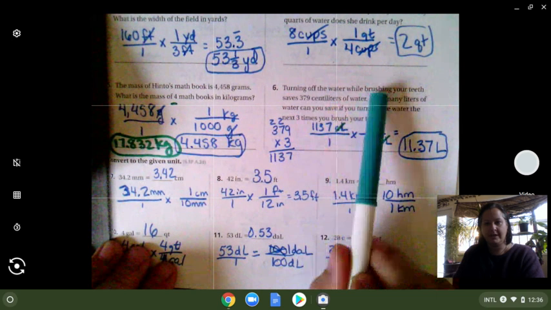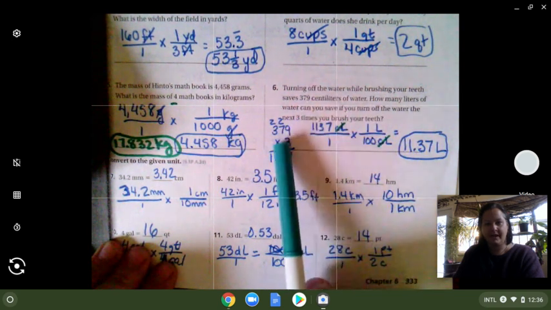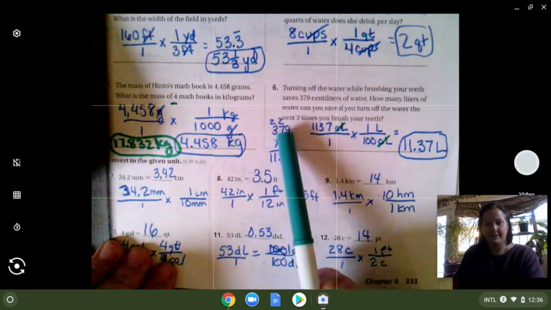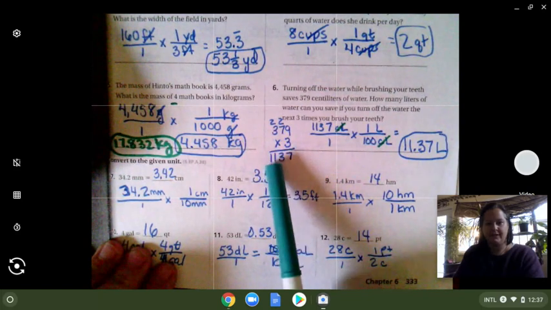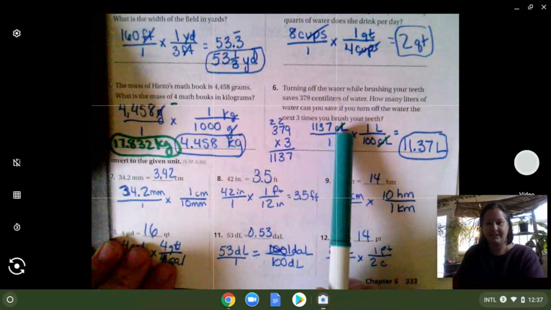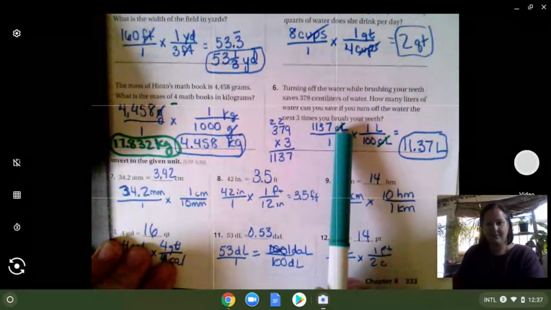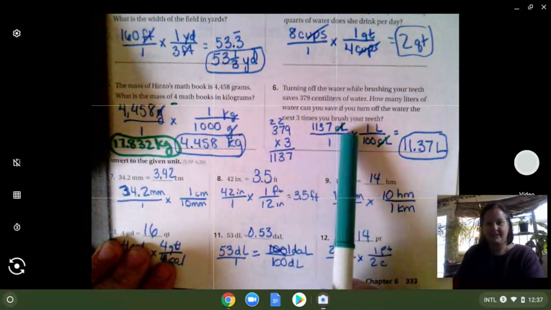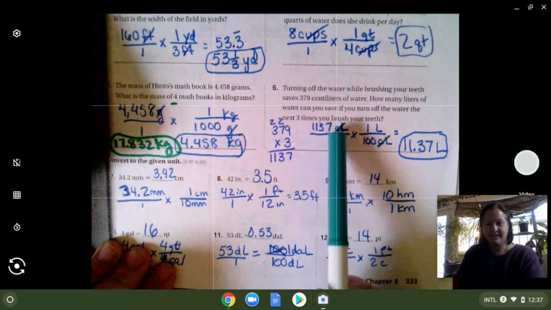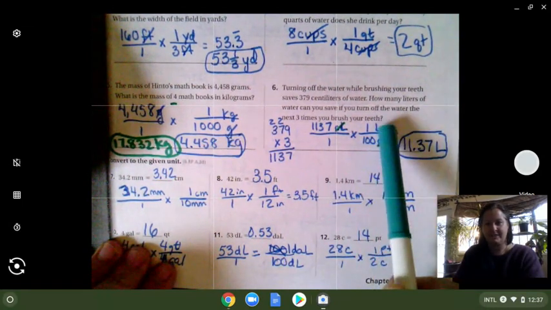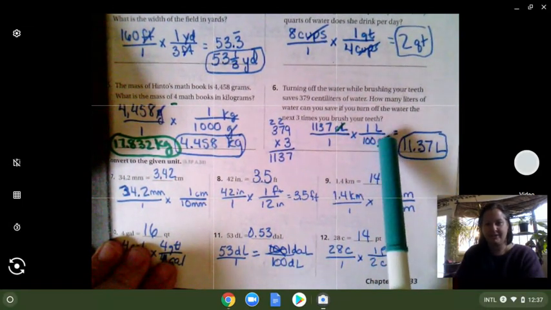So 1 time is 379. So we're going to do that for 3 times, so I multiplied here. So I'm going to start with this amount, 1,137 centiliters. So I multiplied my centiliters by 3. So I start with my centiliters. Then I need to put how many centiliters in a liter. So I need to change it to liters.